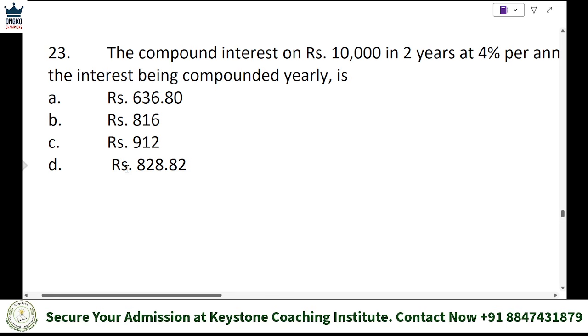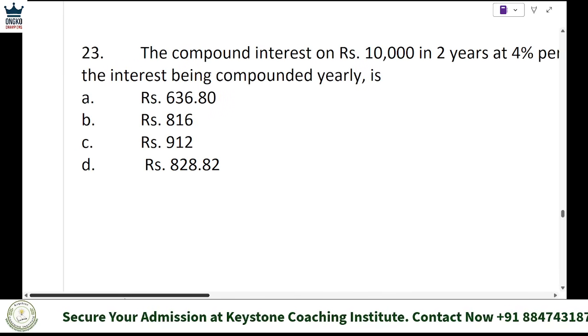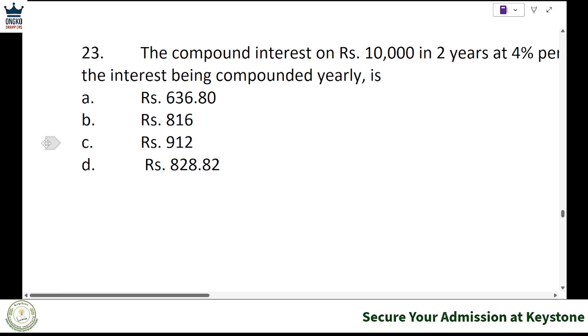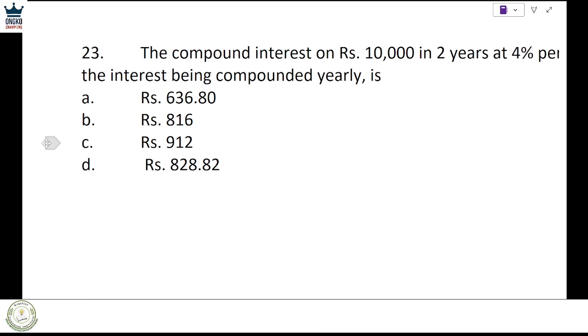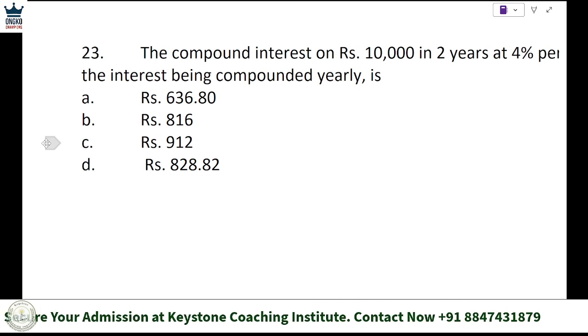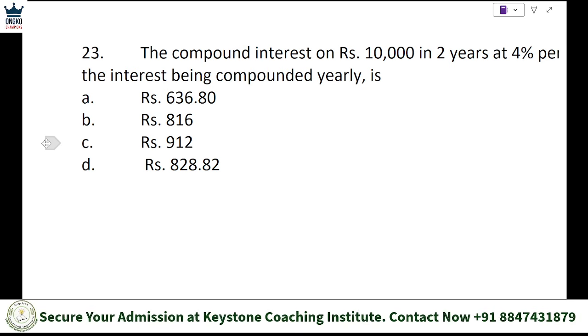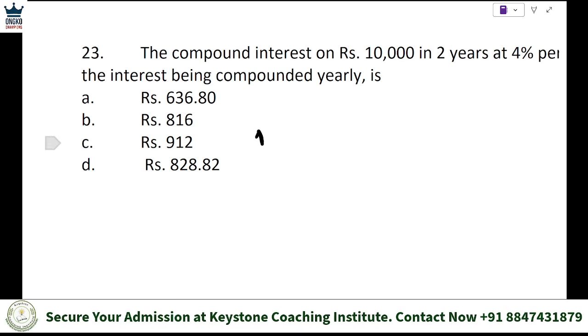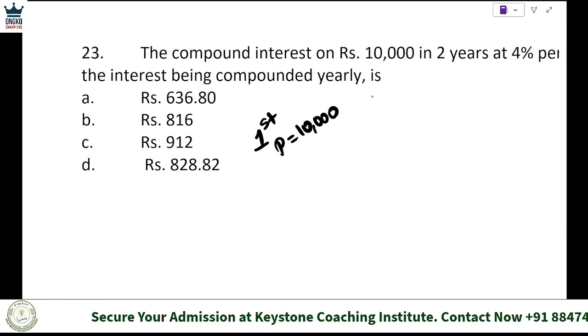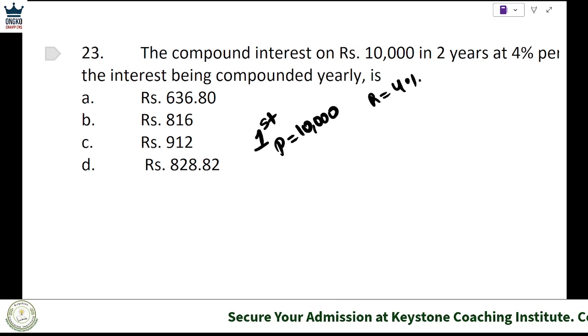Okay, next one. The compound interest on rupees 10,000 in 2 years at 4% per annum, the interest being compounded yearly. Here compound interest is different from simple interest. Even this one we can do without the help of the formula, but just keep this in mind. For 2 years, 10,000 is given at the rate of 4% per annum. So for the first year, the principal is 10,000.